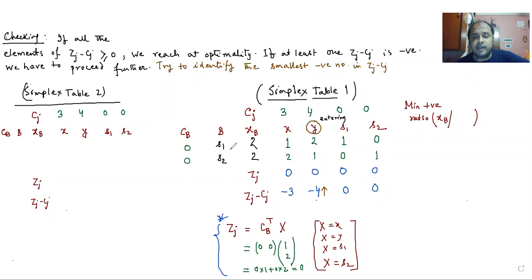I can do it in various ways. So here also, for the departing variable, we need to have some kind of mathematical rule. And that mathematical rule will be given by this particular part, minimum positive ratio XB. The column which has been identified as containing the entering variable is called the pivot column.